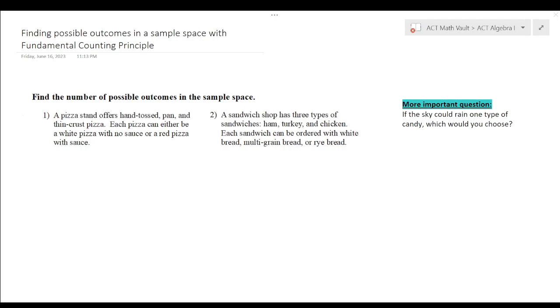To make sure we don't take ourselves too seriously, let's think about the fun question. If the sky could rain one type of candy, which would you choose?